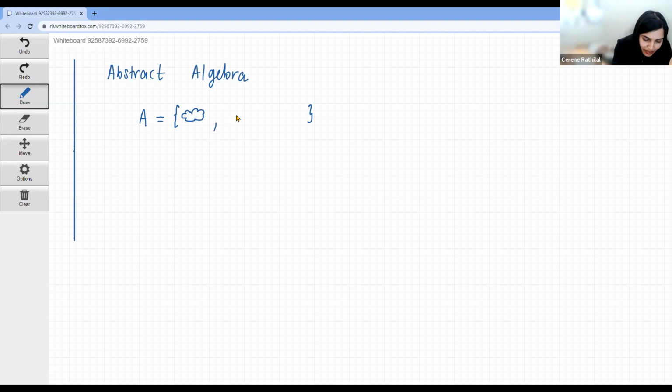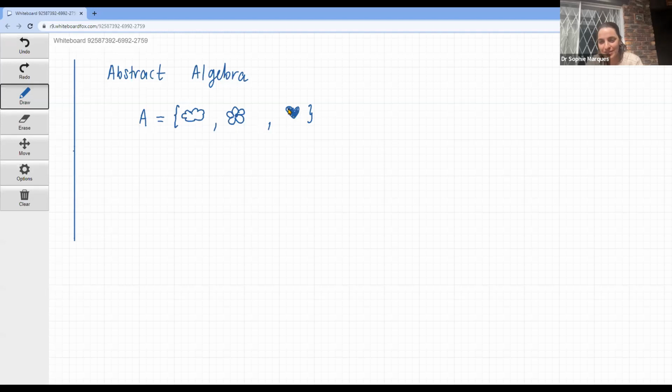the flower. Okay, my flower is not going to be great, but here we go. And let's say a heart. That's it. That's very well a set. Okay. So is this fine? Is this a set? Can I denote it like this? I mean, is that fine? Yeah, that's a set. That's exactly how we write the set of those three objects.